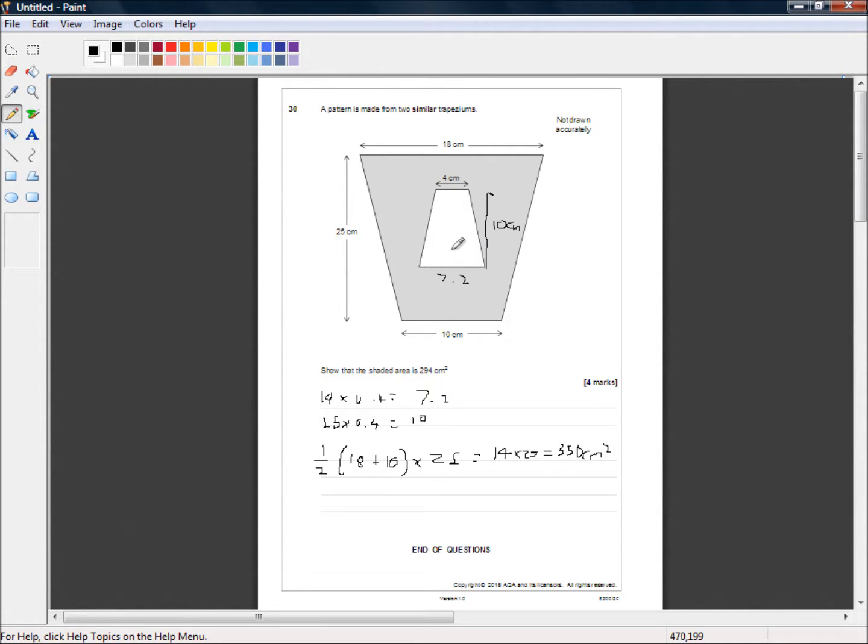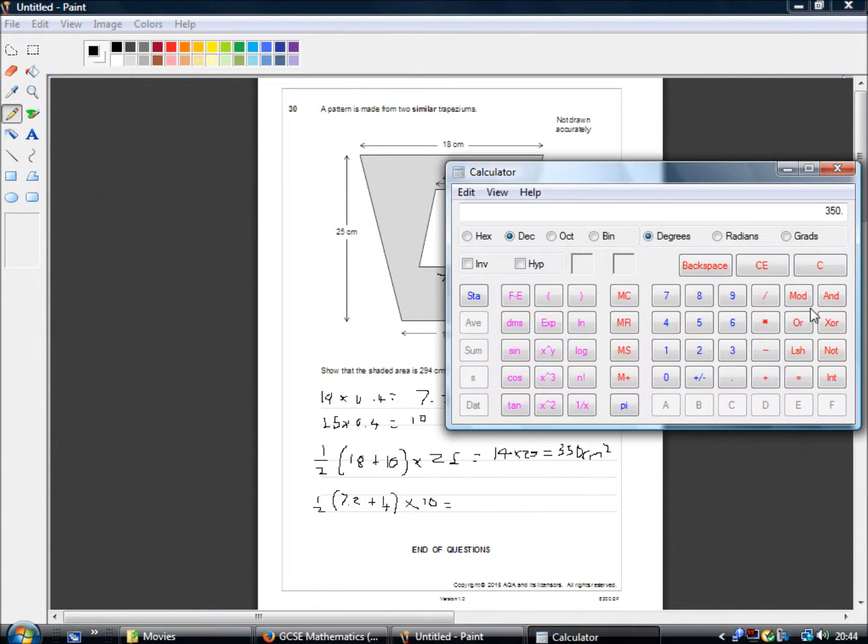And the area of the smaller trapezium is a half of 7.2 plus 4 multiplied by 10. So that's a half of 7.2 plus 4, and that's times by 10. Which, in fact, if I multiply that half by the 10, it's equal to 7.2 plus 4, and the whole answer times by 5. But let's just use the calculator anyway.